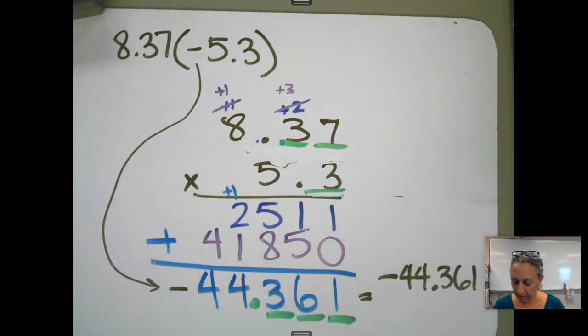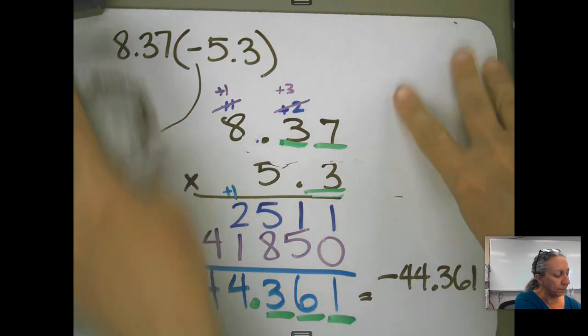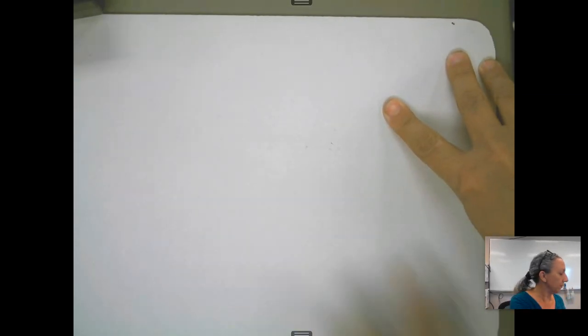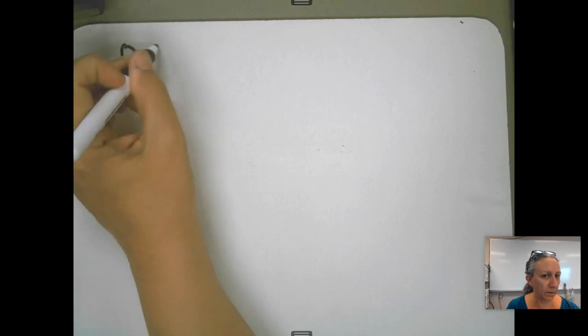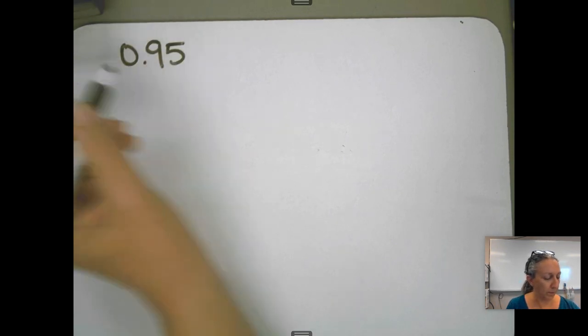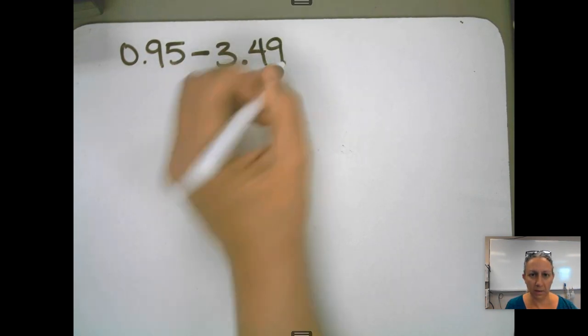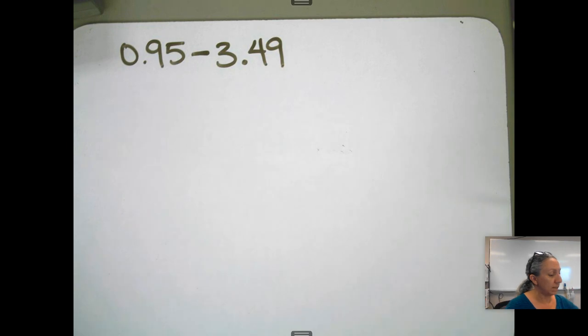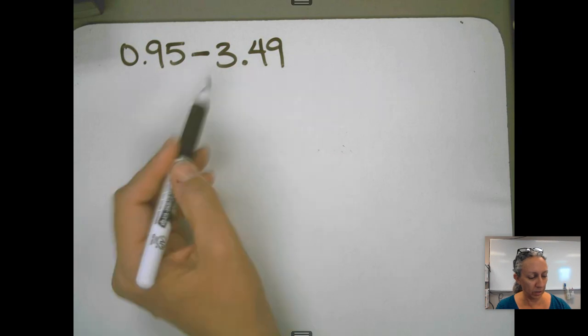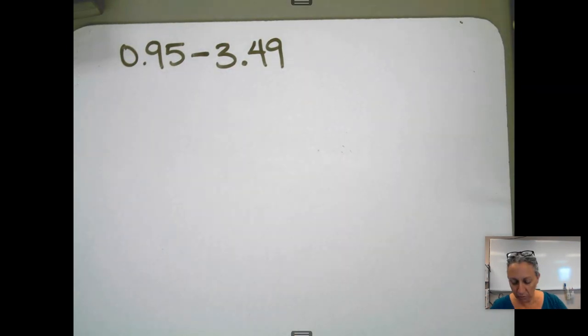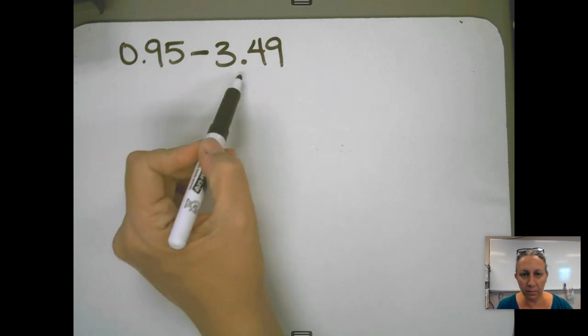All right, one more problem. That problem is 0.95 minus 3.49. Okay, this one is subtraction. There's no parentheses around it. It's not multiplication. It's just subtraction. This one might seem kind of tricky. So how do you take a number that's smaller and subtract a number that's bigger?